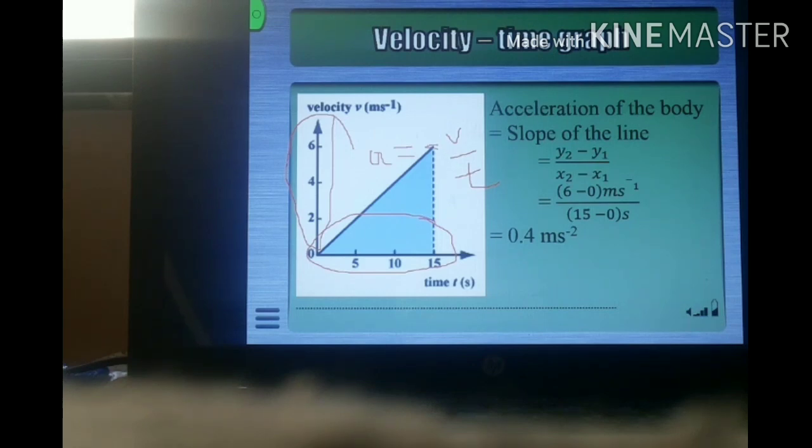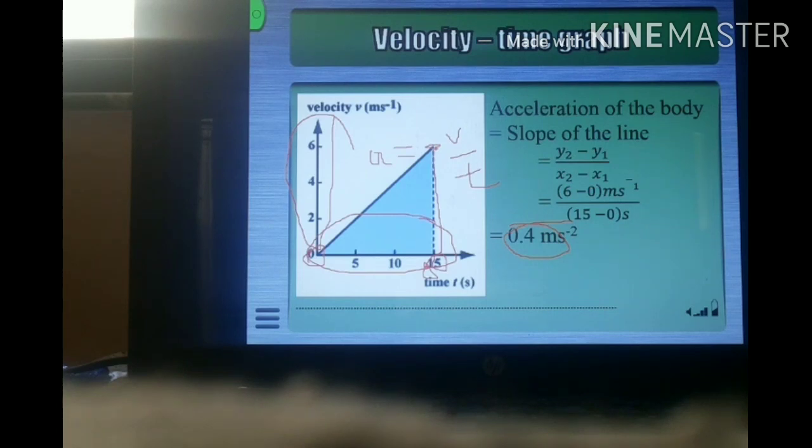Over here, what is the y coordinate? The y coordinate is 6. What is the x coordinate over here? 0. So it is 6 minus 0. Again we have to consider this x coordinate. What is the x coordinate at this point? We have to consider this one, that is 15. And what is the x coordinate at this point, the origin? That is 0. So it is 6 minus 0 upon 15 minus 0. So you will get the answer as 0.4 meter per second square.